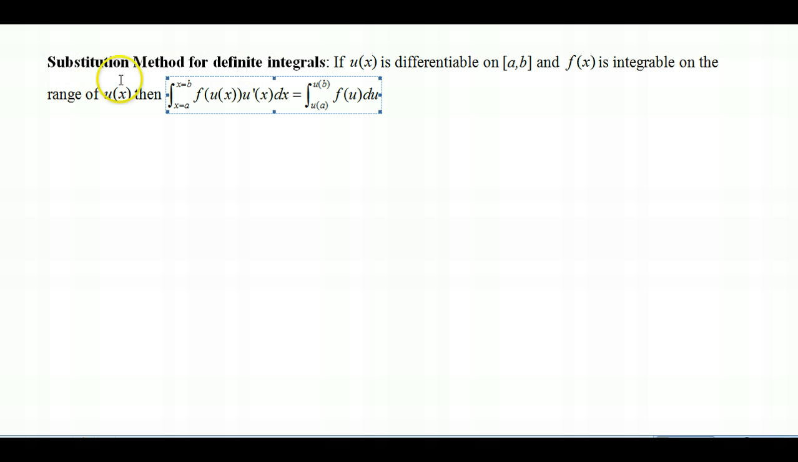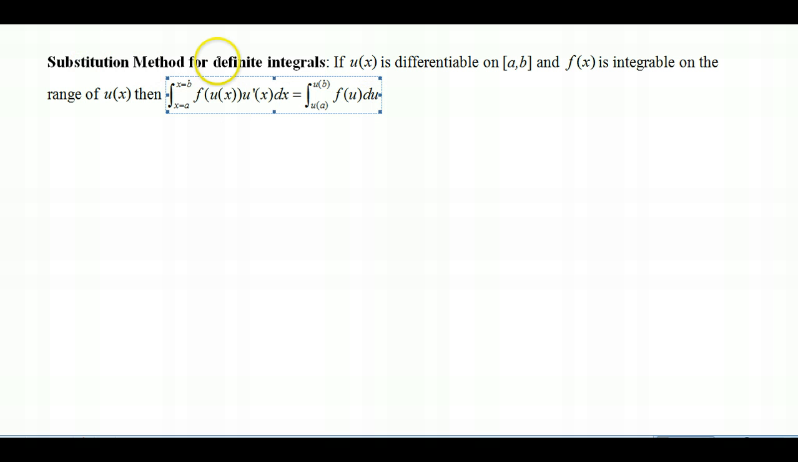So now we have a substitution method for solving definite integrals. If u of x is a differentiable function on [a, b], and f of x is integrable on the range of u of x, then the definite integral from a to b of f of u of x times u prime of x dx is equivalent to evaluating the integral from u of a to u of b of f of u du.